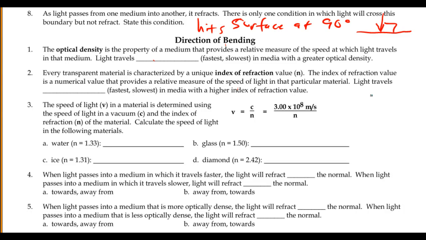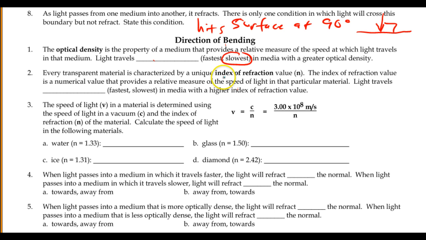Okay, now this next part will help us figure out the direction at which it's going to bend, whether it'll bend toward the normal or away from the normal. Optical density is the property that we say whether it slows it down more or less. Light always travels slower in media with greater optical density. It's harder for the light to get through.